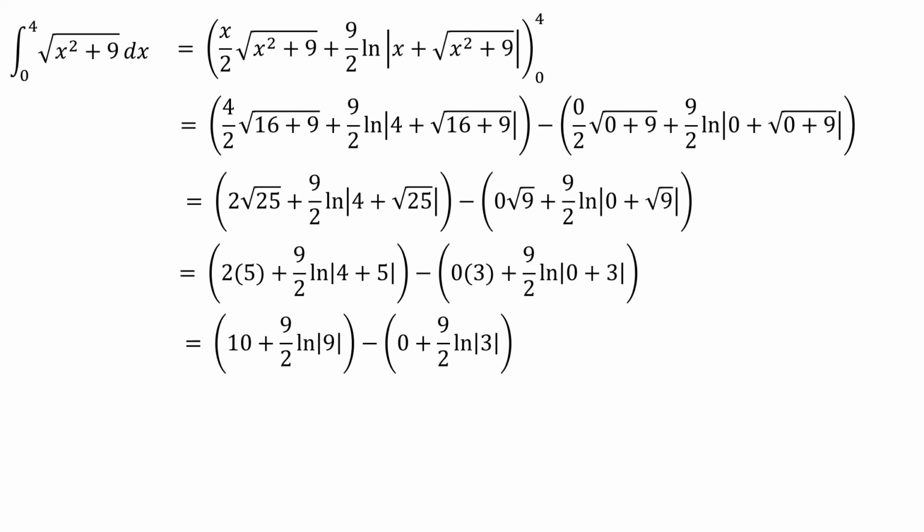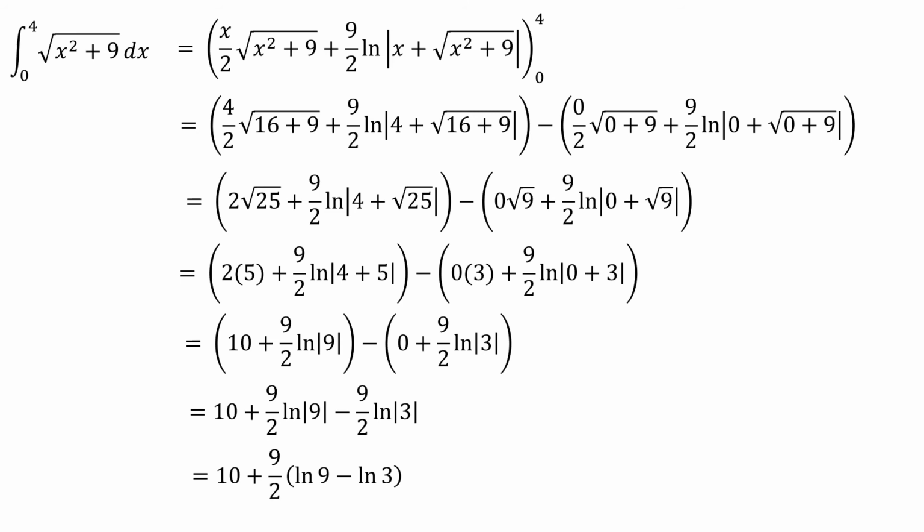So it looks like there's a 10 plus 9 halves natural log of 9. Subtract 9 halves natural log of 3. Now, of course, I don't need those absolute value symbols anymore because plain old 9 is a positive number, plain old 3 is a positive number. And since they both had a coefficient of 9 over 2, I can factor the coefficient out using the distributive property.